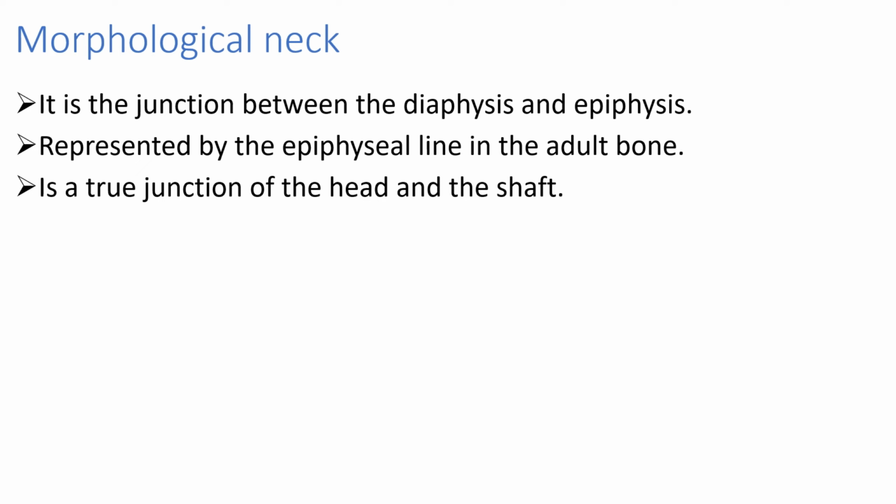Then the morphological neck is a junction between the diaphysis and the epiphysis of the humerus bone. It is represented by the epiphyseal line in the adult bone. It is a true junction of the head and the shaft of the humerus bone, so it connects the head and the shaft. So those are the necks of the humerus bone: we have the surgical neck, the anatomical neck, and the morphological neck.